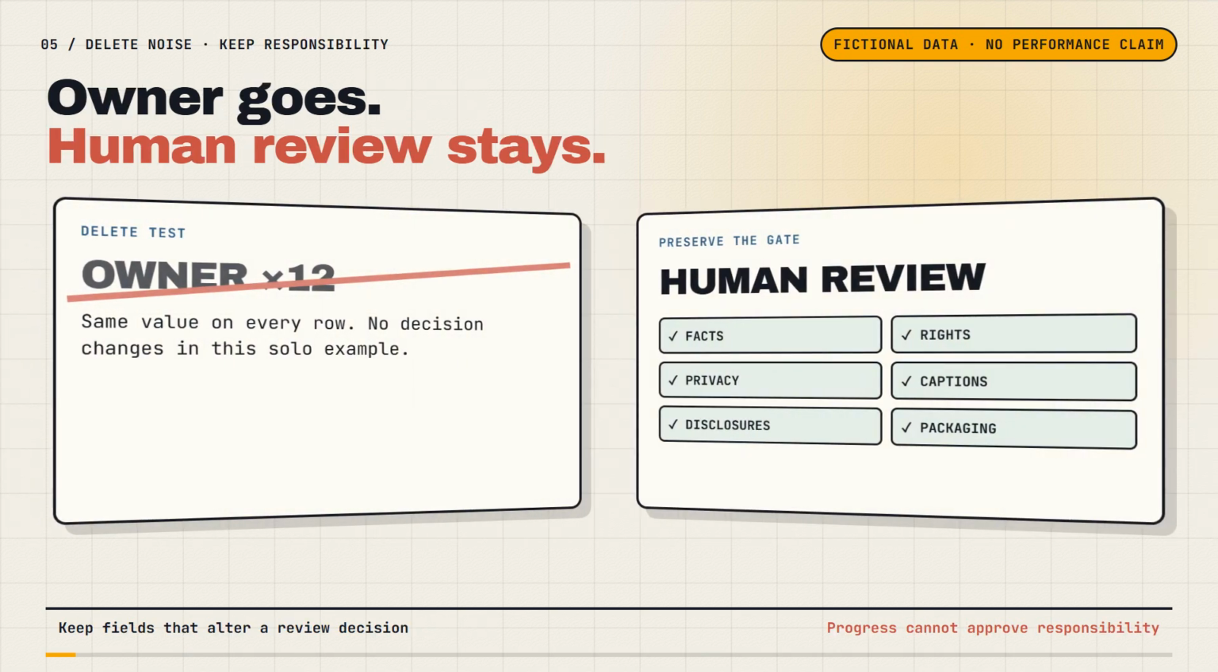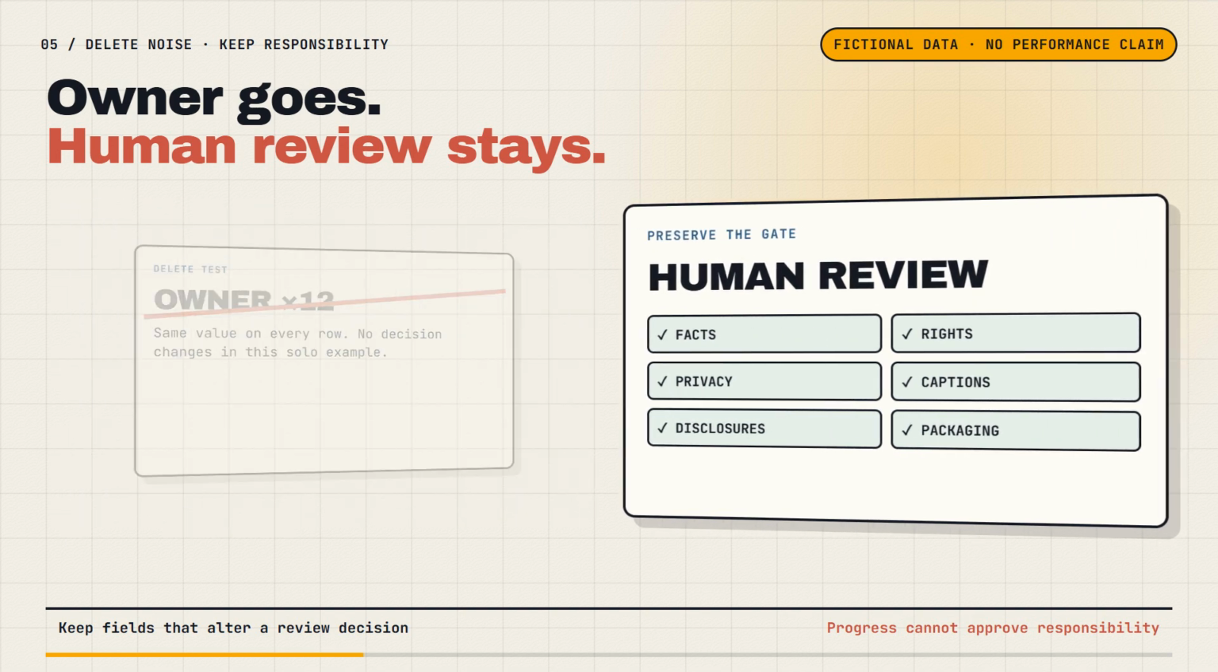Apply the deletion test. Owner contains the same creator on all 12 rows. It does not change a decision in this one-person example, so remove it from the active view. Review gate stays. Even a solo creator may need a second human to check facts, rights, privacy, captions, disclosures, or packaging. A progress formula cannot approve those responsibilities. This sheet is a review aid, not a full production platform.